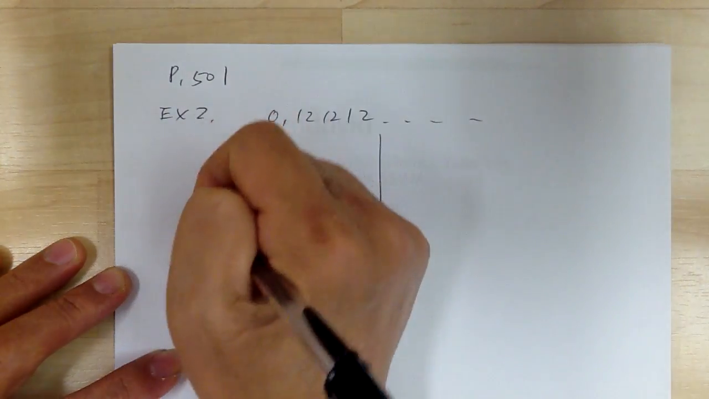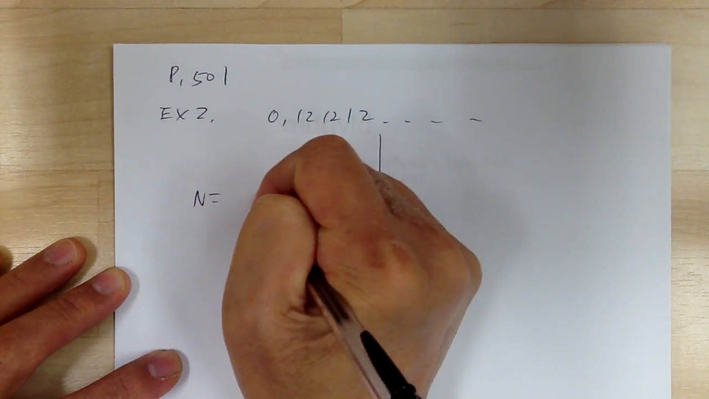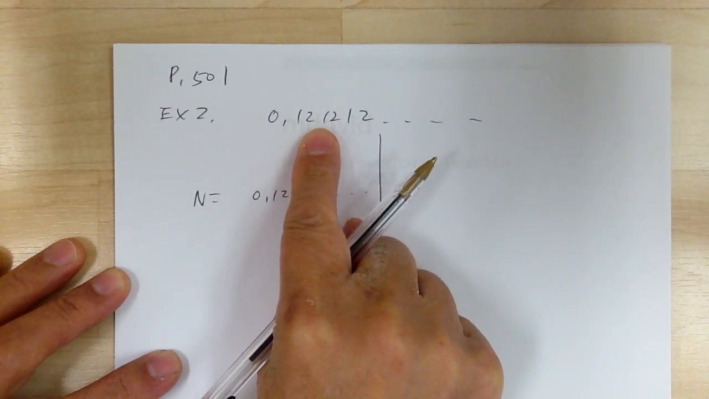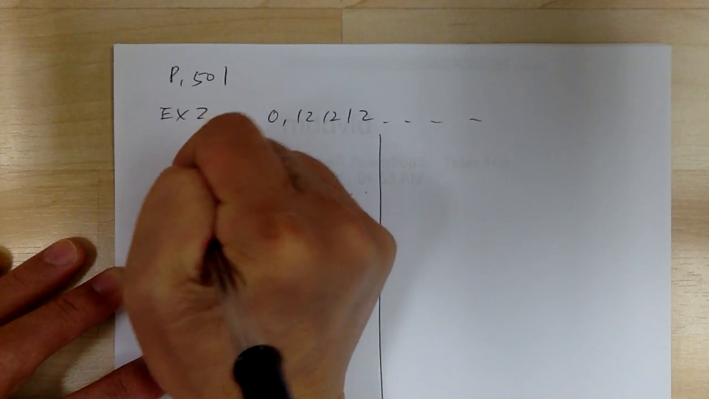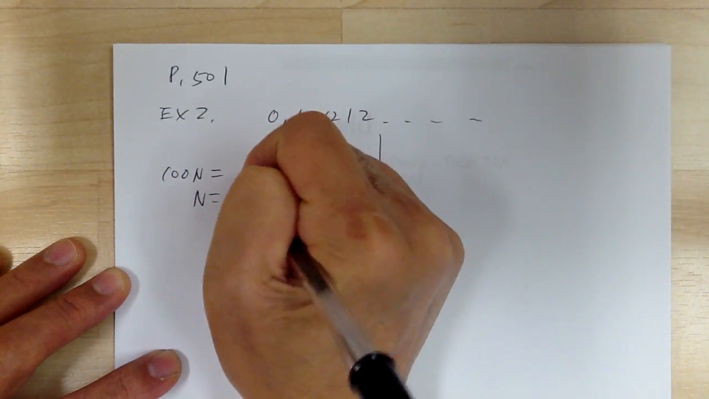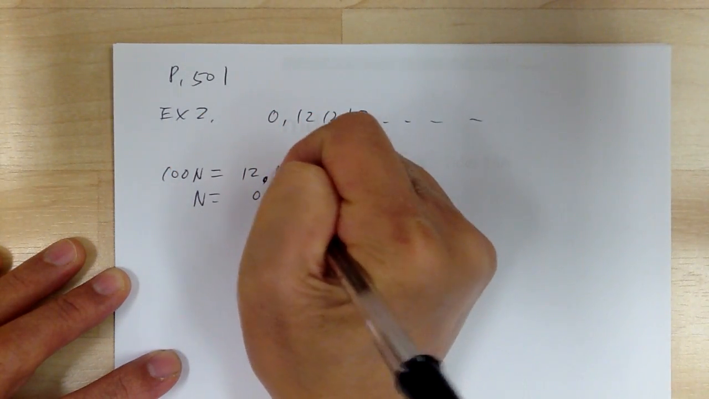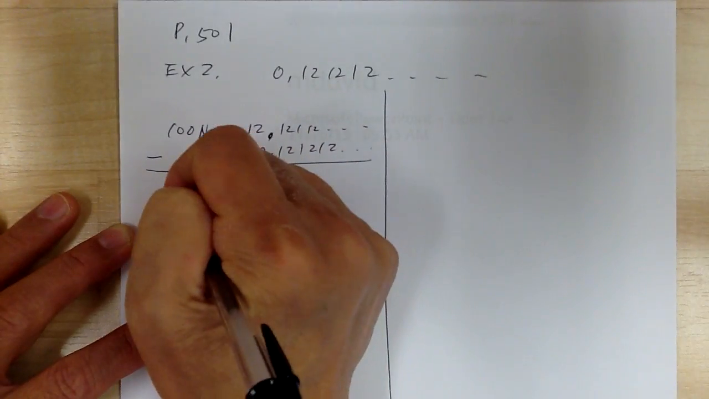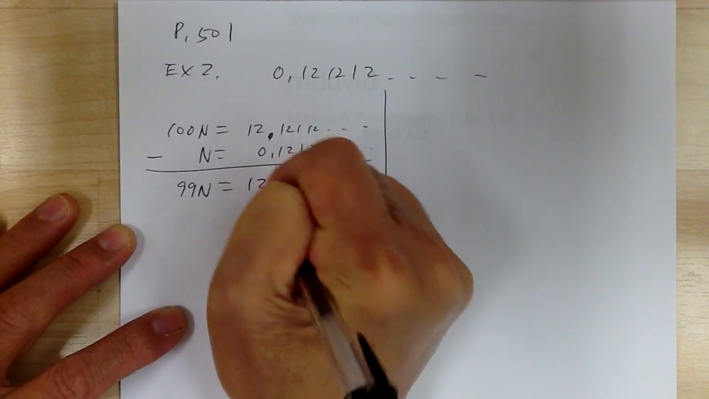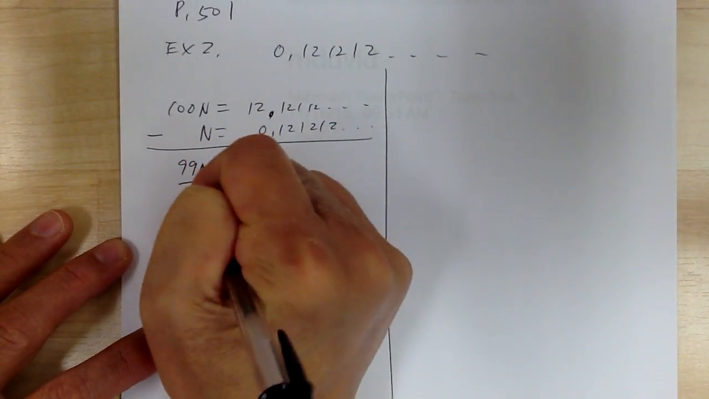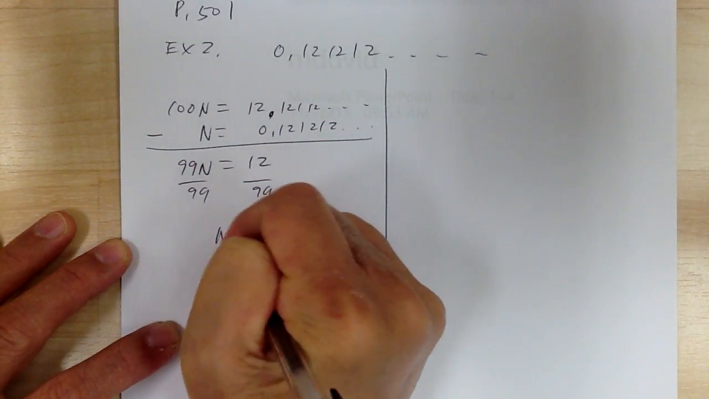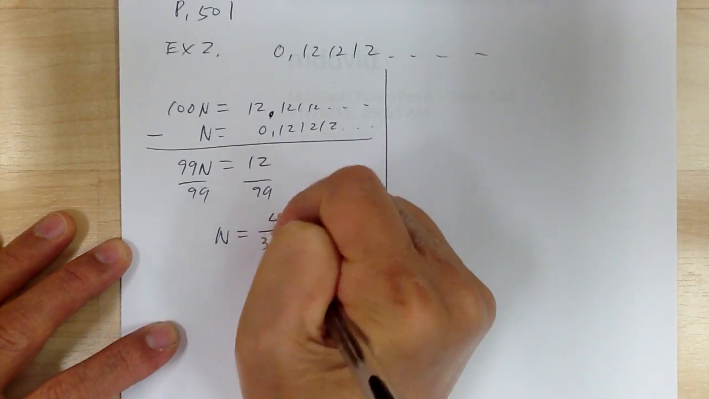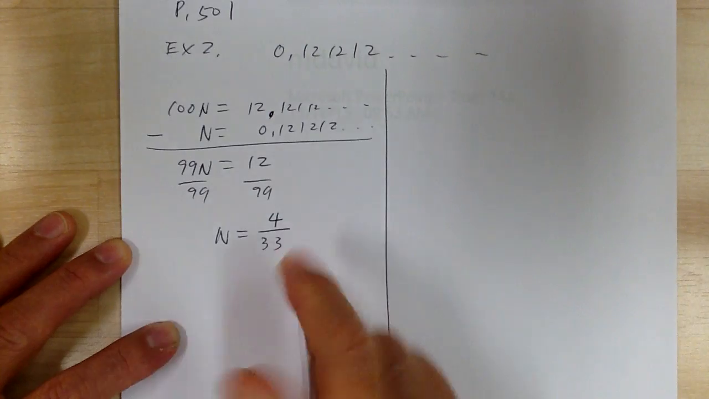You're going to have n equal to 0.121212 dot dot dot, right? Now there are 2 digits repeating, so you have to multiply by 100. So this is kind of a review from before. So it'd be 12.1212 dot dot dot. So when you subtract, you're going to get 99n equal to 12, and divide by 99. So you're going to get n equal to 12 over 99, and reduce by 3. So you're going to get that, okay?